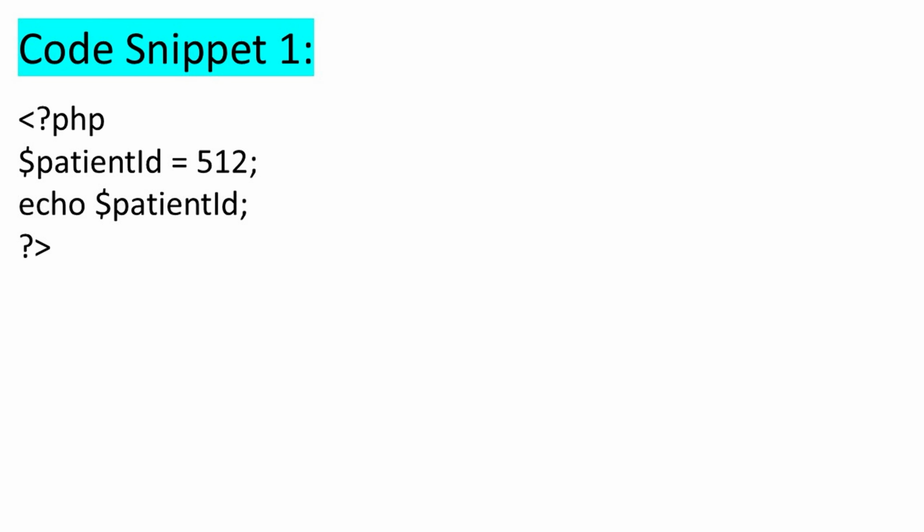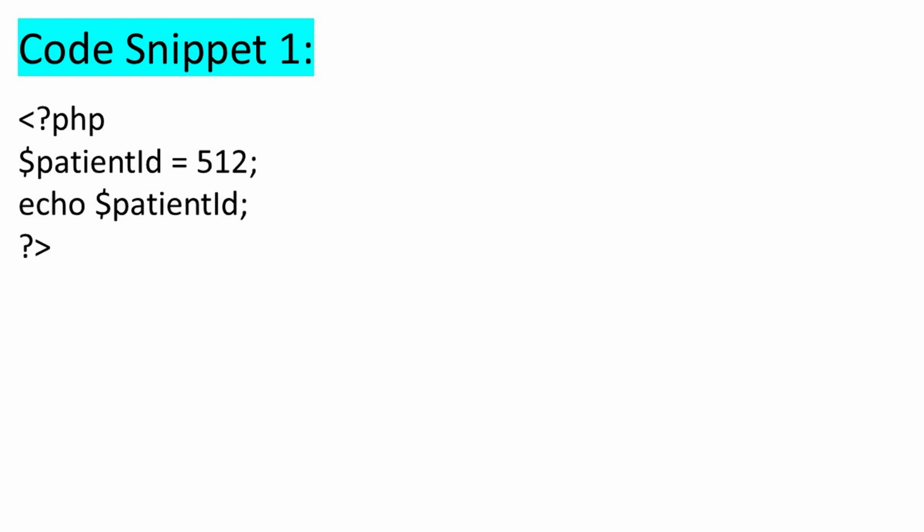To check the type and value of a variable, you can use var_dump($patientID); This command helps you see both the variable's type and its value while testing your code.